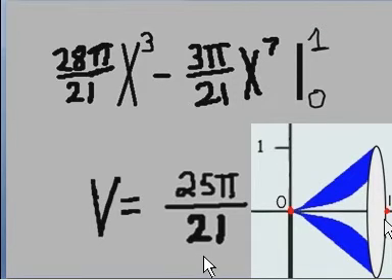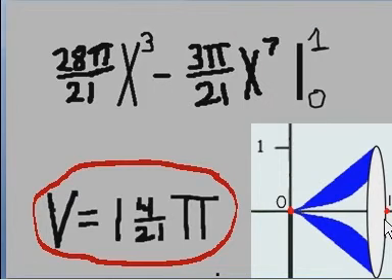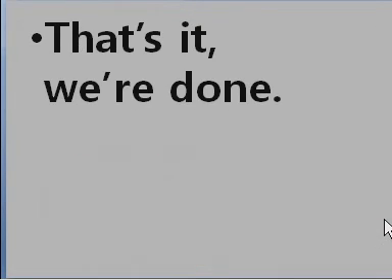And that's our volume. Volume equals 25 pi over 21. Or, you could say volume equals 1 plus 4 over 21 pi. Either way is good. And that's it.